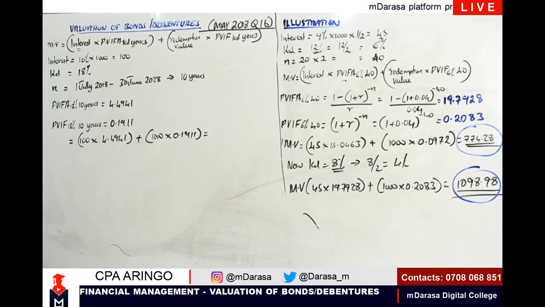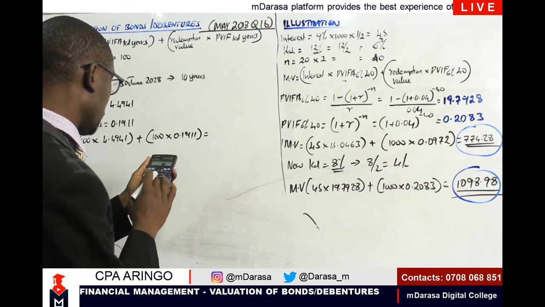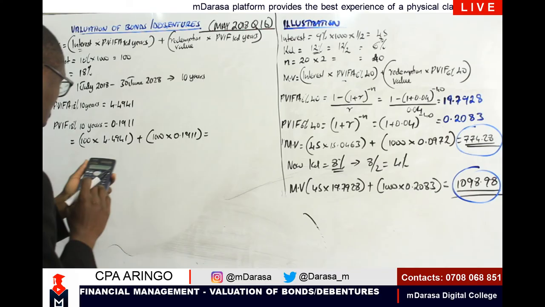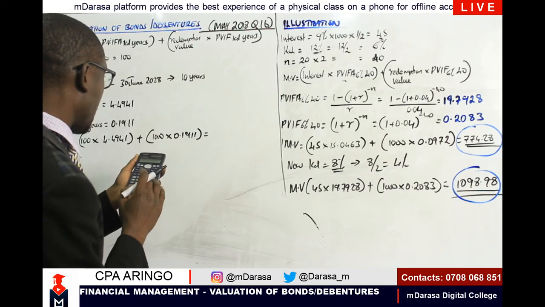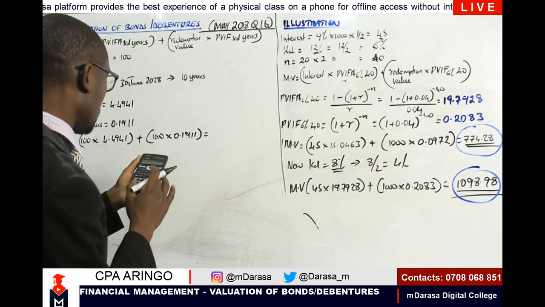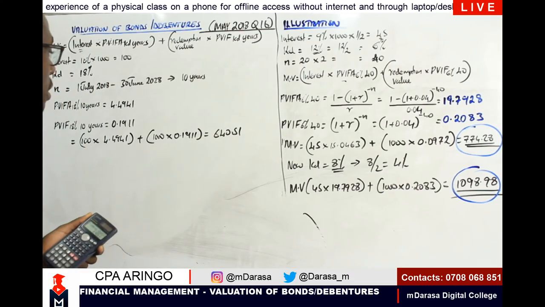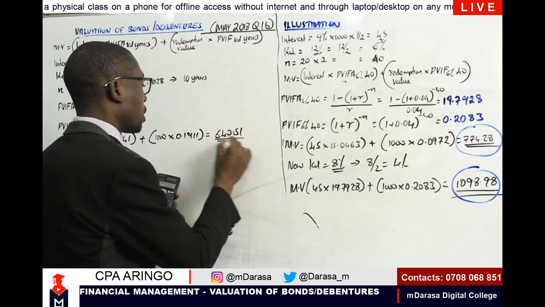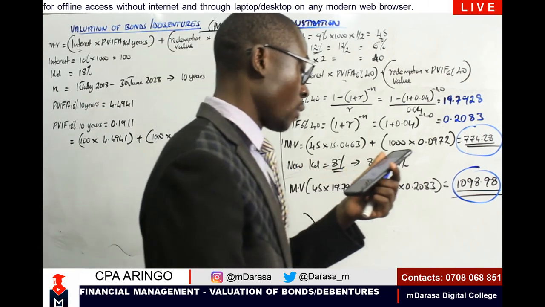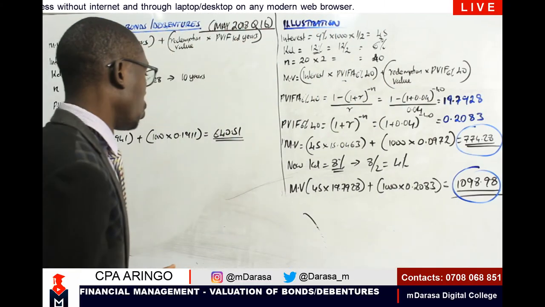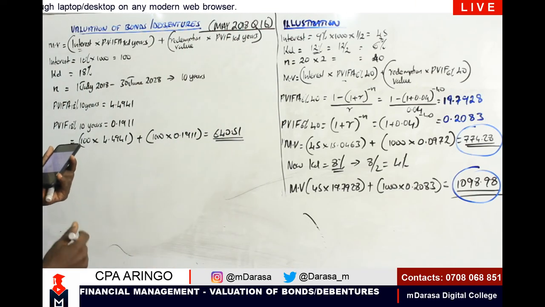So therefore, what will we be having at this point, my good students? We are going to talk about 100. We multiply by 4.4941. We add 1,000 by 0.1911. So that should give us a figure of our market value, which will be 640.51. That is what you are asked to work out, the current value of the bond. So the current value of the bond, we should be having 640.51.